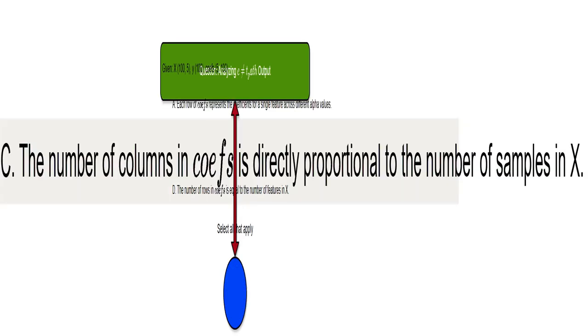This statement is true. The number of rows in cofs, 5, directly matches the number of features, 5, in the design matrix X. That's because each row represents a feature and its corresponding coefficients at different alpha values.